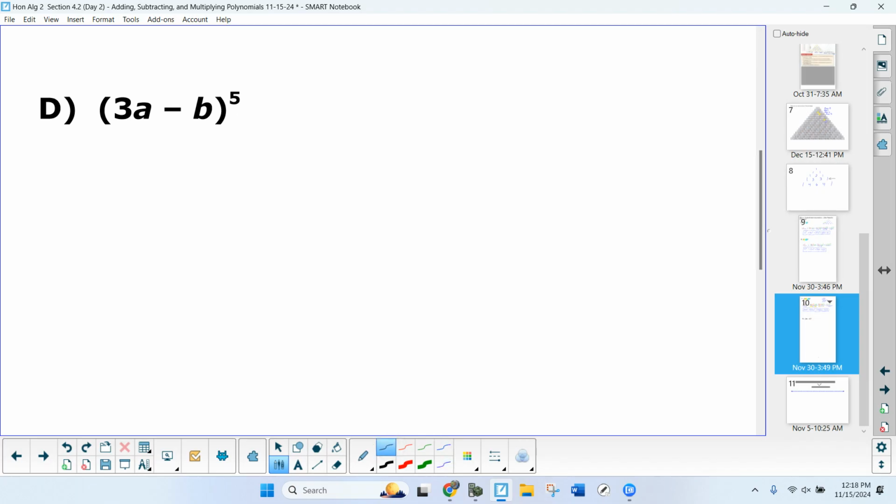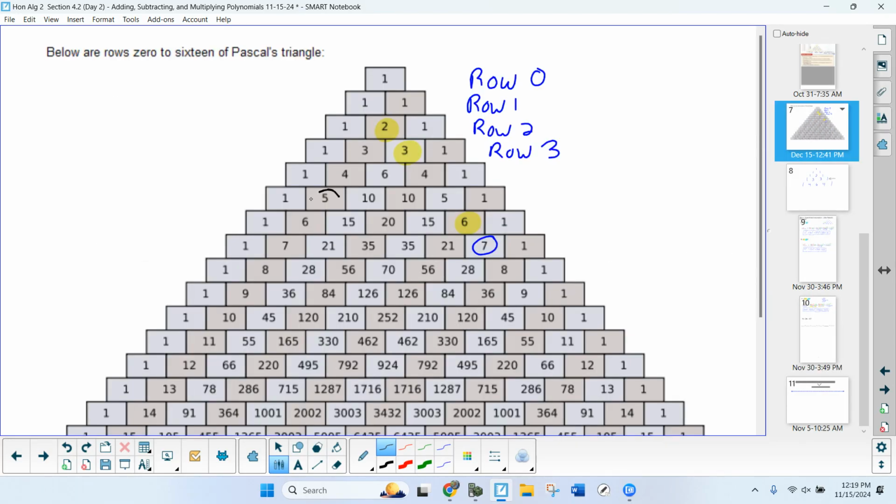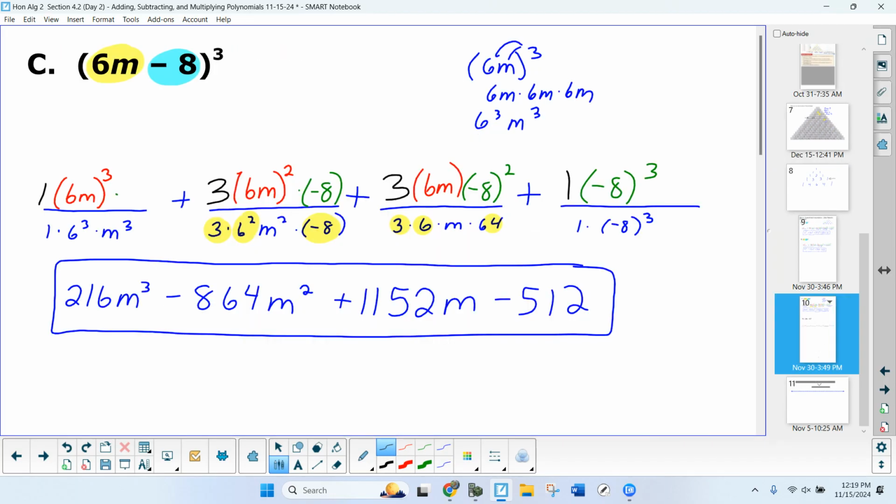All right, first of all, it's being raised to which power? If it's being raised to the 5th power, how many terms do you have? That's right. I just think it helps to do this. 1, 2, 3, 4, 5, 6. Okay, so I need to go to which row of Pascal's triangle? The 5th. Okay, keeping in mind, it's the row that has the 5 in it. So what are your coefficients? 1, 5, 10, 10, 5, 1.